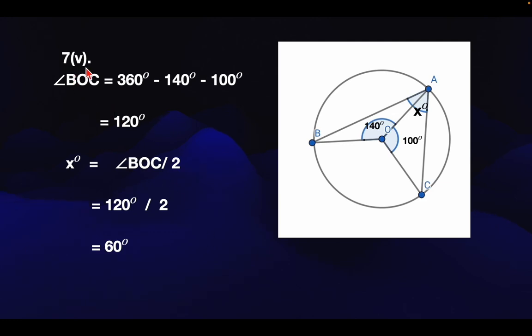Okay, 7.5. So this is the figure here. We have to find this angle x. They have given 140 here and 100 here. Okay, so what is this angle? So this arc subtends this angle at the center. What is this angle? It is 360 minus 140 minus 100, that is 120. This angle is 120. So this angle will be 1/2 of 120, that is 60 degree.